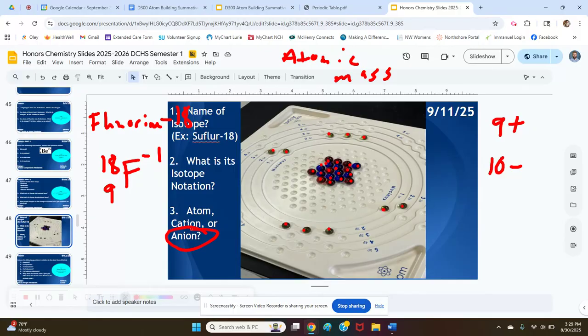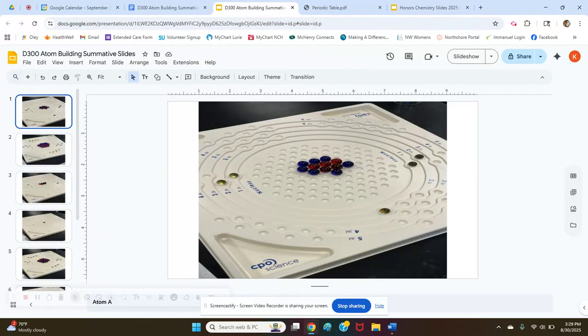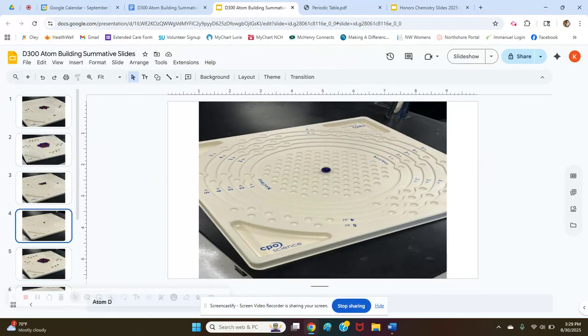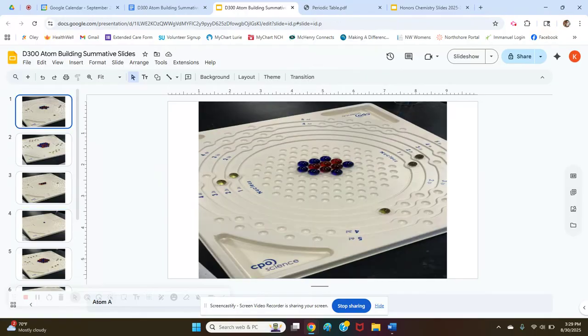Let's take a look at today's homework. You should be able to go on to Schoology. And when you go on to Schoology, there will be this image with a bunch of atoms on there that I have made. Very different. This is not an error. This is meant to be one.